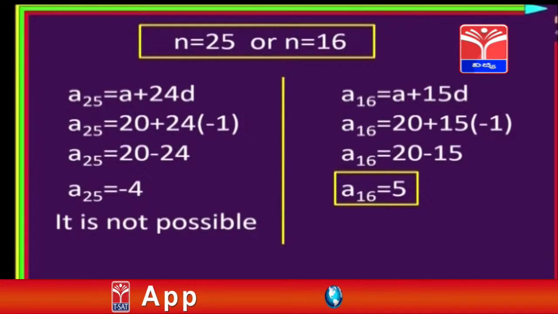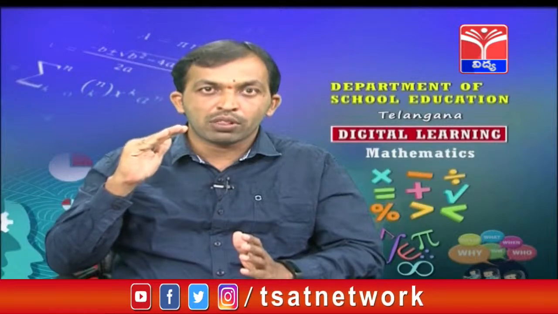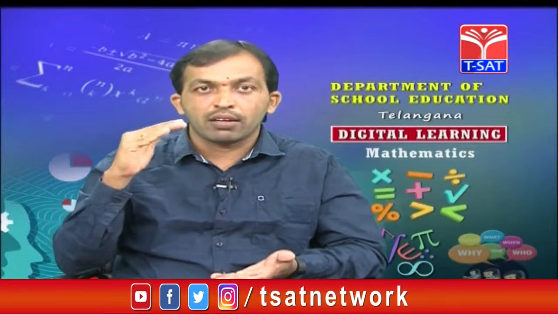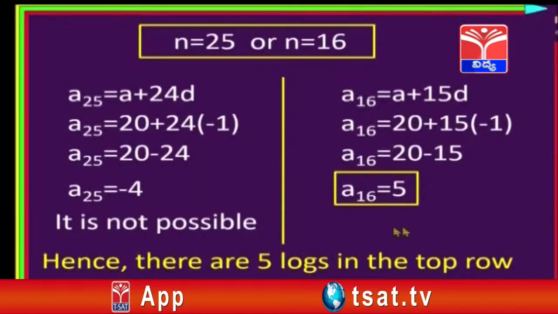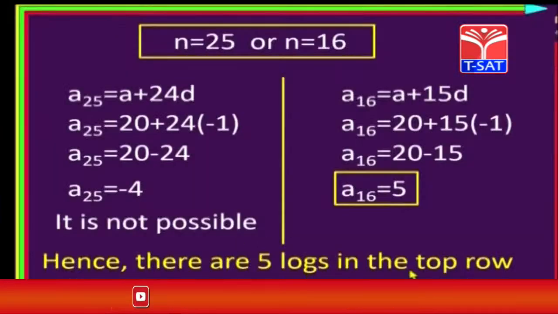This says that in the 16th row we have 5 logs. So the total number of rows is 16. In 16 rows we will arrange 200 logs and the last row contains only 5 logs. Okay, so this is the meaning of that expression. So hence there are 5 logs in the top row.